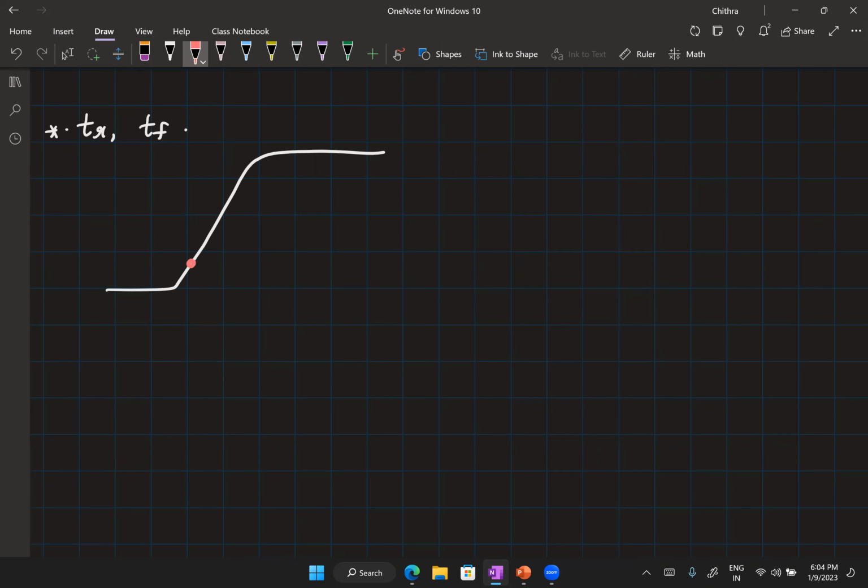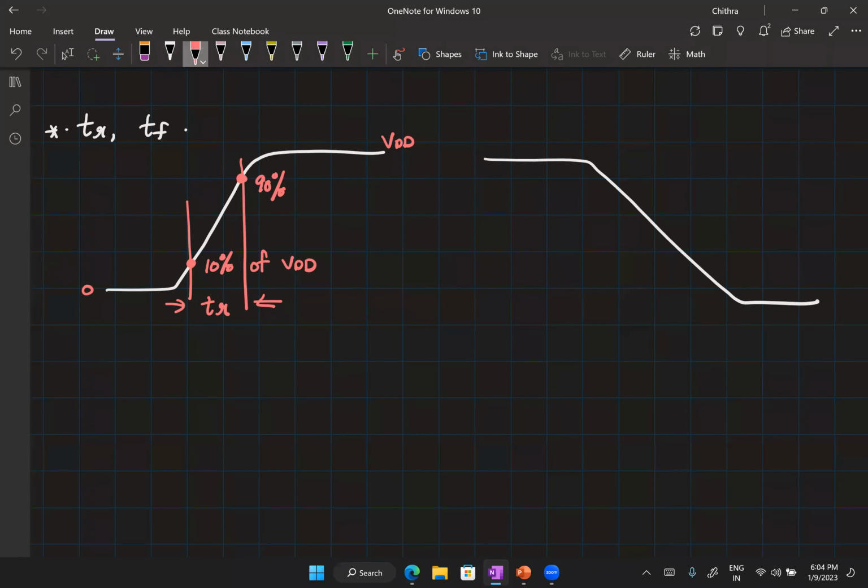10% to 90%. So you can mark the 10% of the total value. If the signal is from 0 to VDD, this will be 10% of VDD to 90% of VDD. And then you look at the time taken by the signal to cover this range. So that gives you the rise time. Similarly, for the fall time, you again look at the 90% point and the 10% point. And this time will give you the fall time.